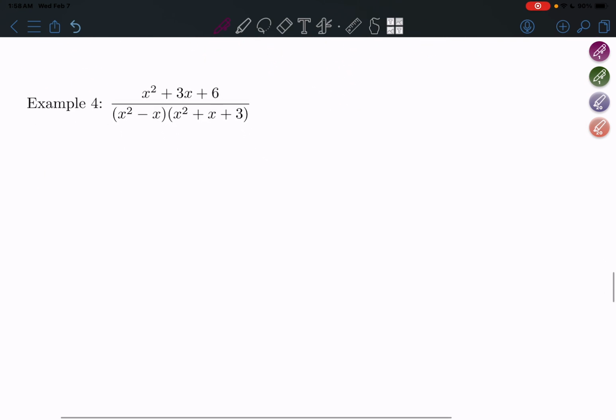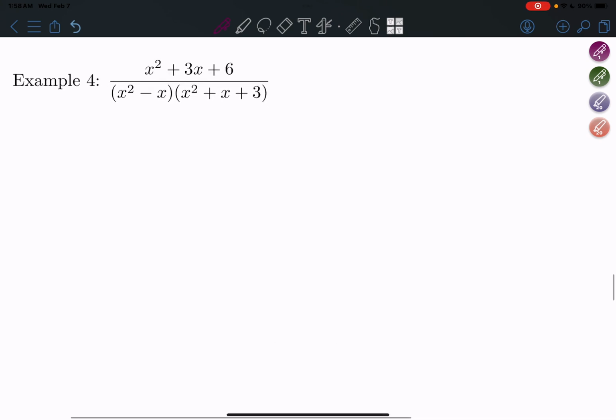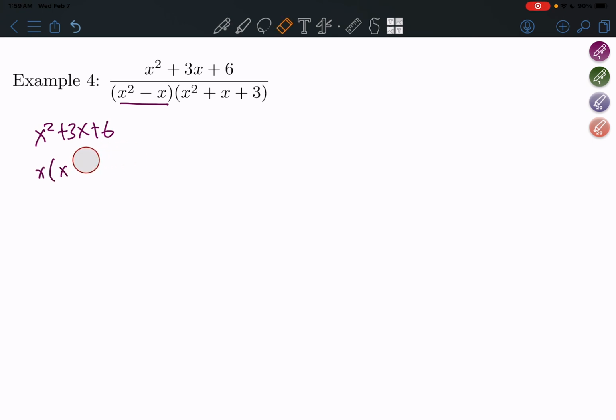Moving on, finally, to the last example here. Once again, this is something that does have an extra factor. So for the numerator, x squared plus 3x plus 6. On the bottom, that first term can be factored out. And we get x times x. Oh, actually, I need a little bit more room here. I got x times x minus 1, and then x squared plus x plus 3.